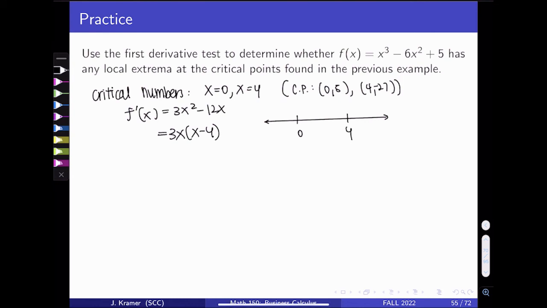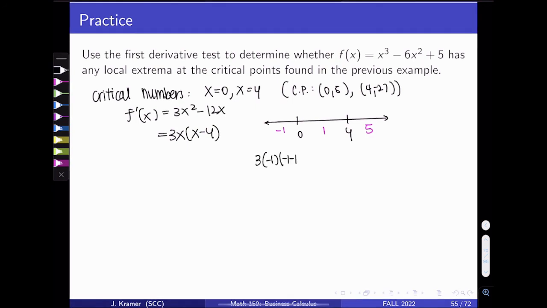In the interval from negative infinity to 0, we could plug in negative 1. In the interval from 0 to 4, we could plug in positive 1. And in the interval from 4 to infinity, we could plug in positive 5. So I'm going to plug into 3x times x minus 4. I've got negative 3 times negative 5, which is positive 15. So the first derivative is positive on this interval.